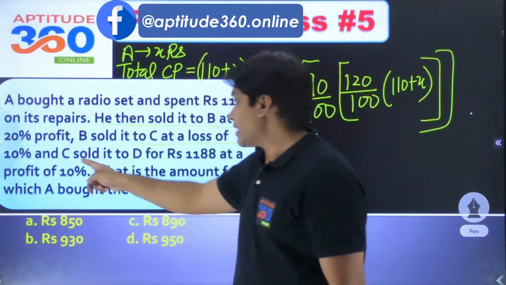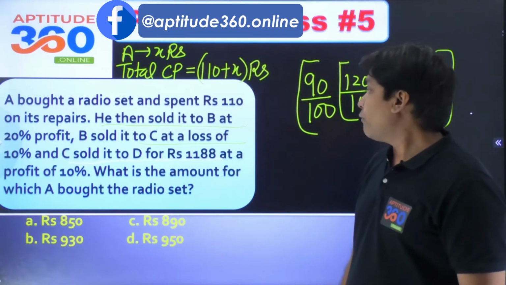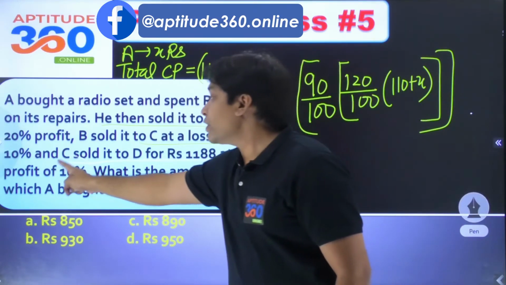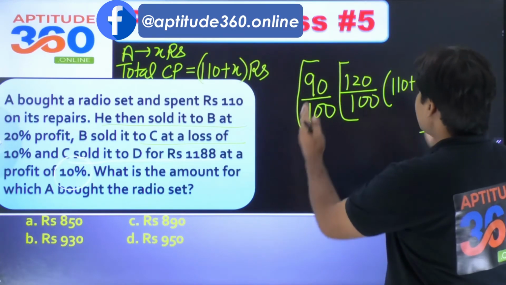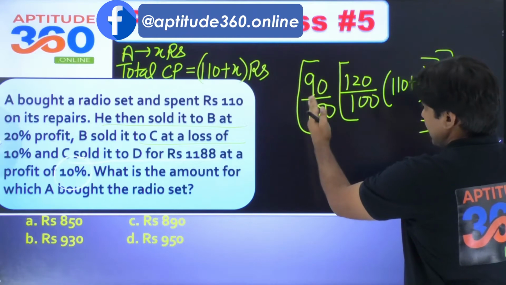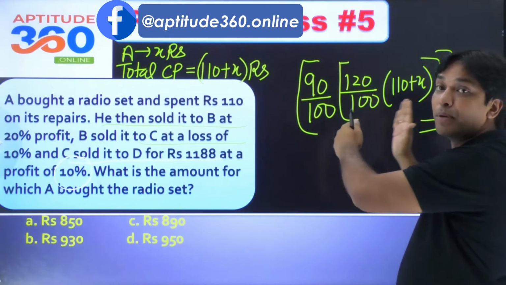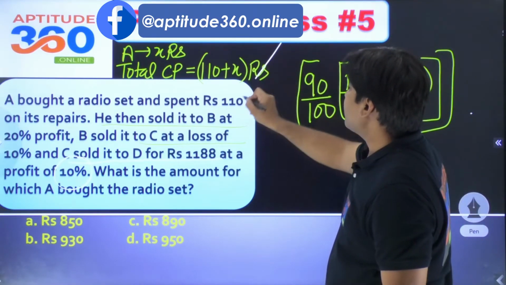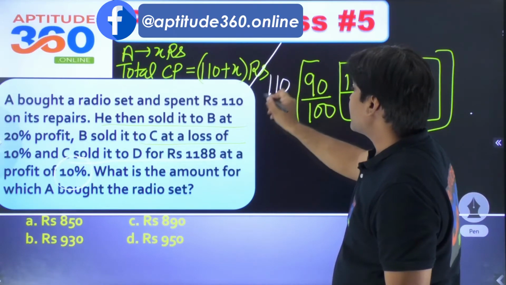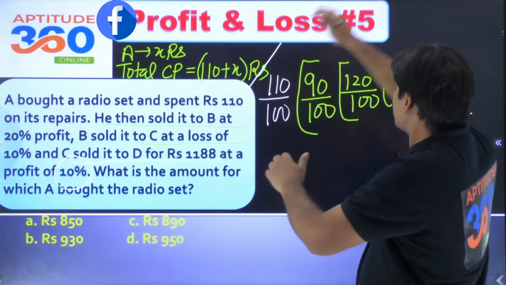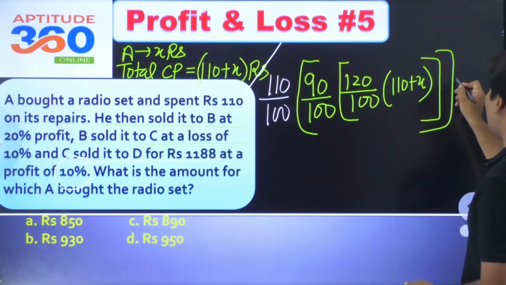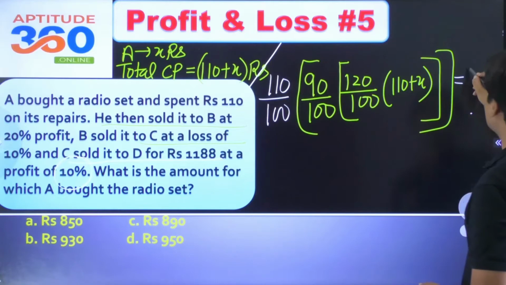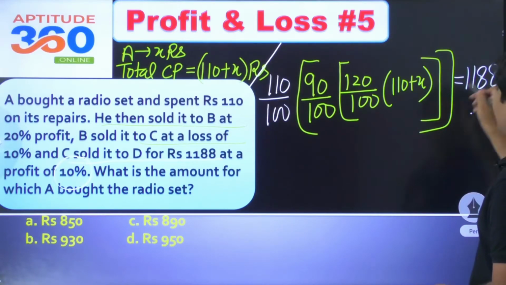And what C is selling? C sells this to D for 1188 at the profit of 10%. So C is making a profit of 10%, and this being the cost price of C, C is going to be making 10% profit. So what is going to be the multiplying factor? The multiplying factor will be 110 divided by 100, because this value is increasing by 10%, isn't it? And after these operations, it is given to you that the value is going to be 1188.